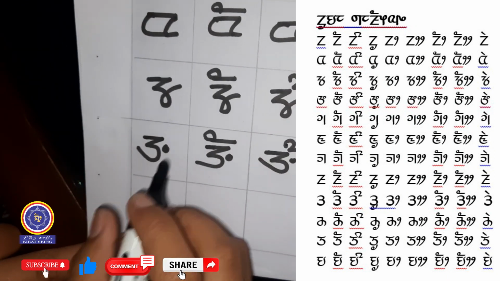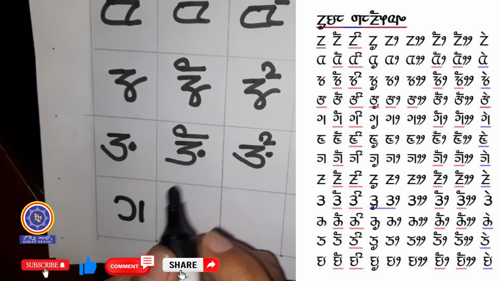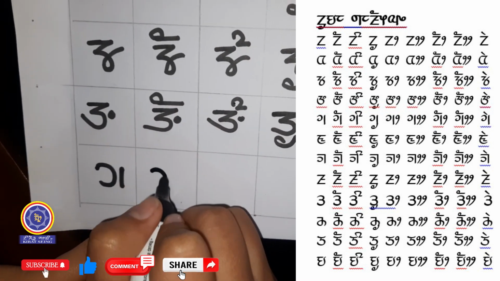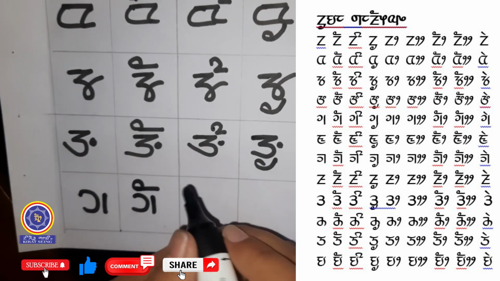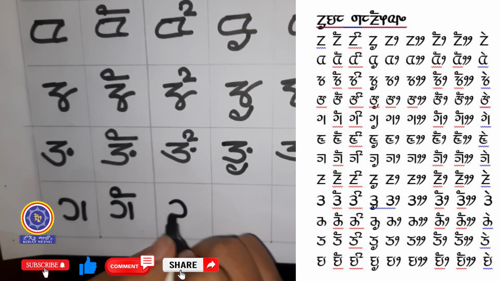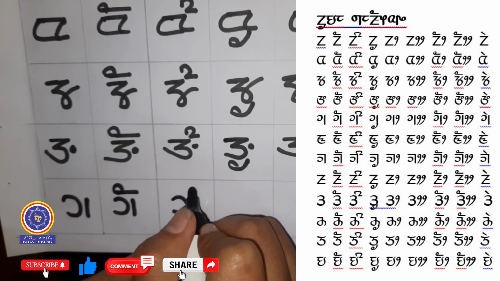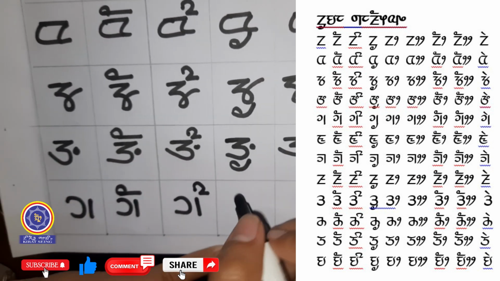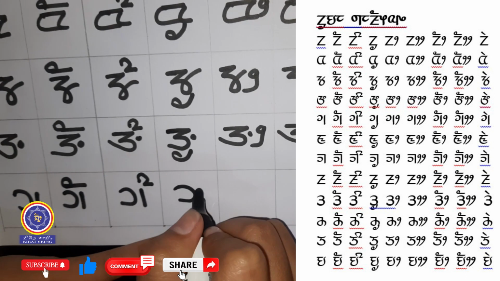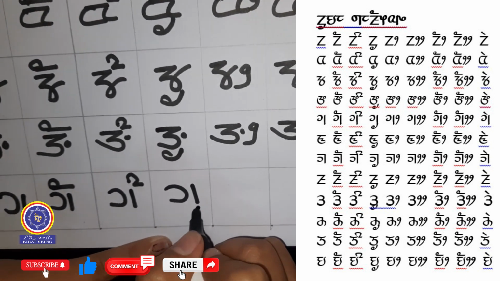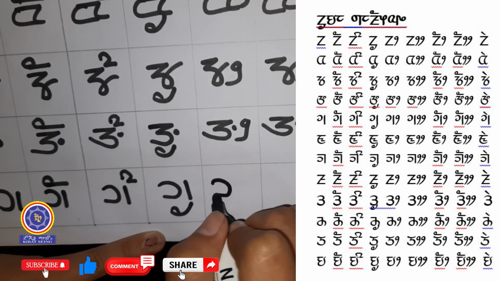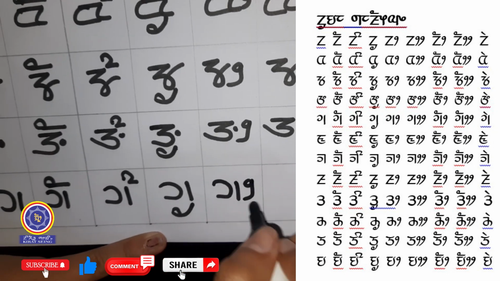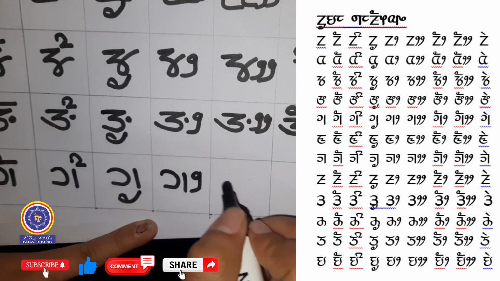And the fifth letter is chamsing cha. And now write cha and add amma, cha amma cha. And then write like this and add iksu, cha iksu chi. And write cha and add uksu, cha uksu chu. And again cha and add etu, cha etu che.